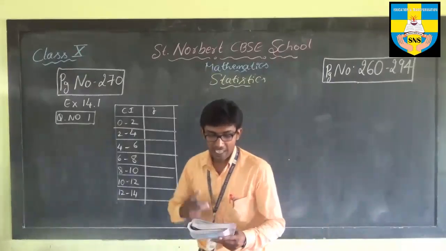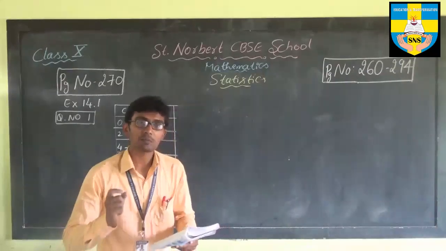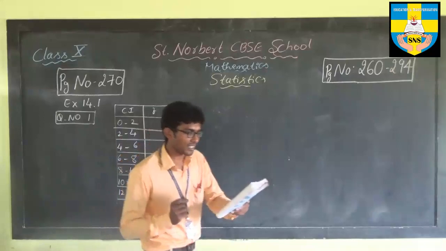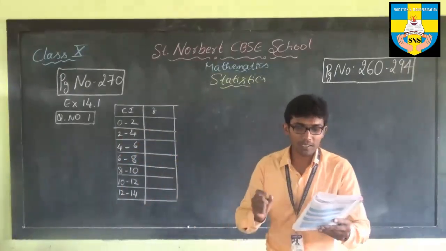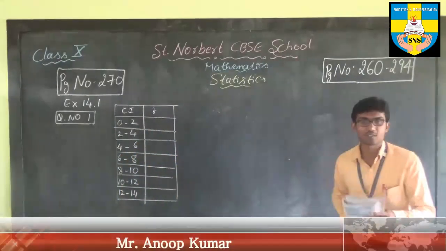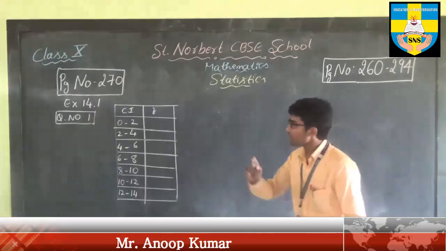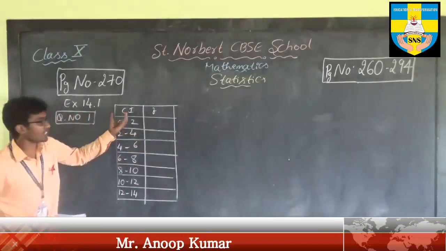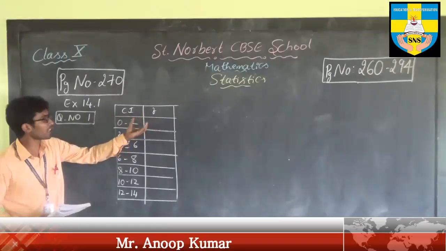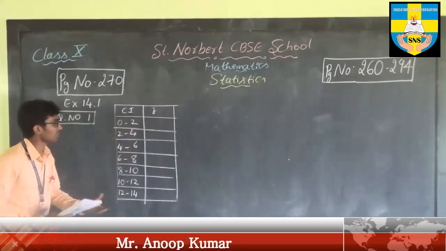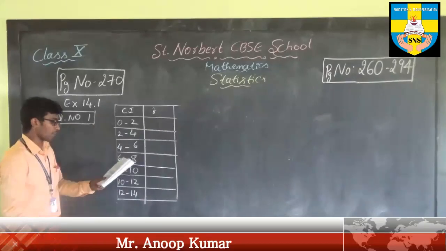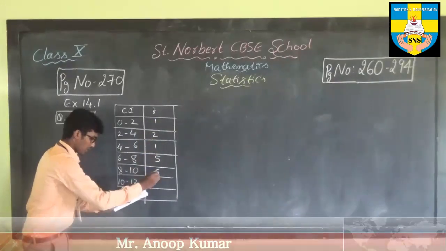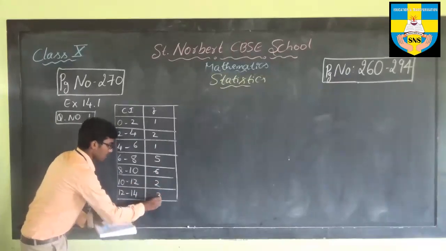Now we are in exercise 14.1, page number 270. When you read this question, a survey was conducted by a group of students as a part of their environment awareness program. You have this table in the question. Information is given in the horizontal way. When you write it in the vertical format, you will get it like this, and you can see the table on the board, and also the frequency is distributed like this: 6, 2, 3.